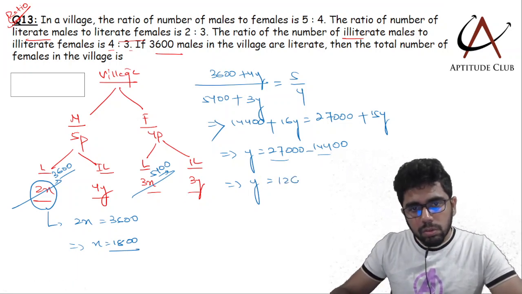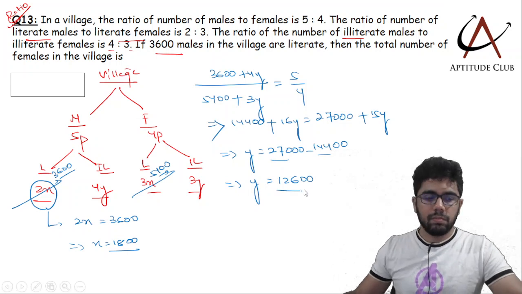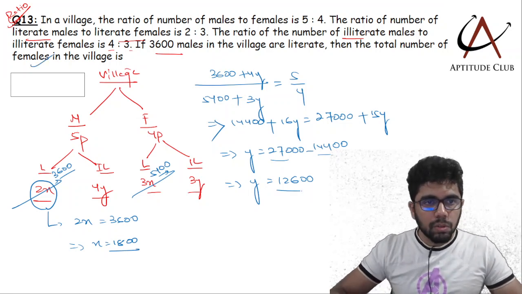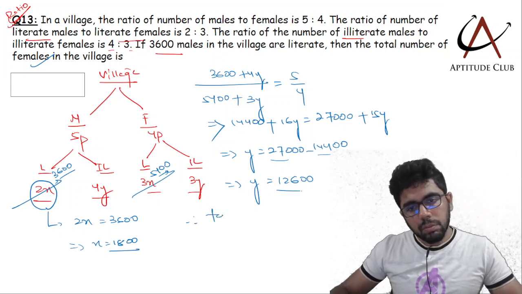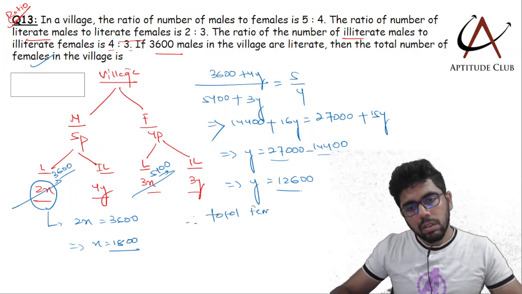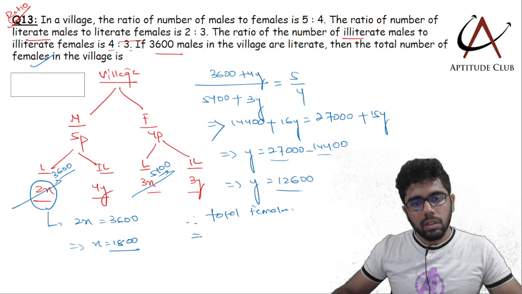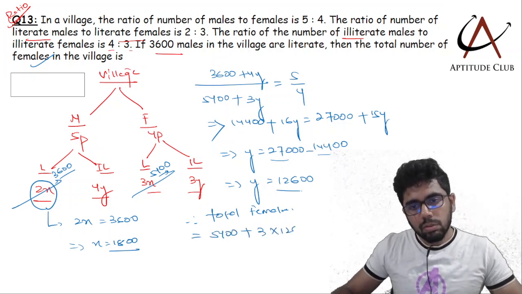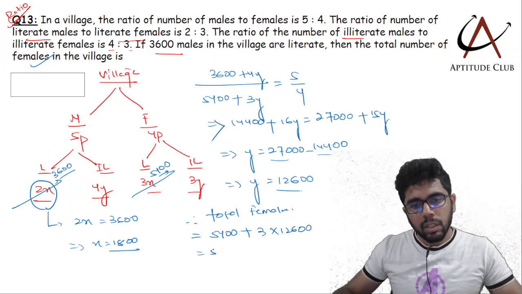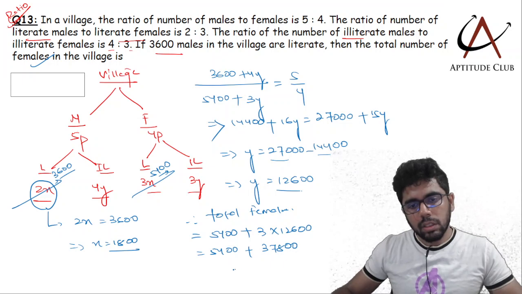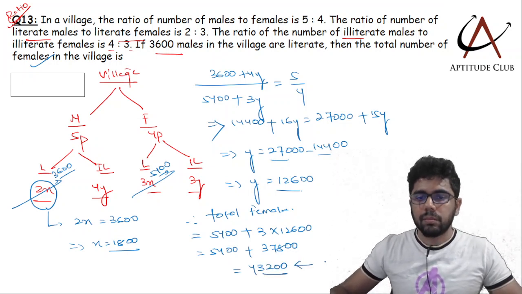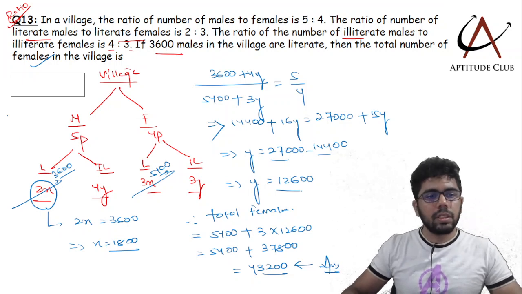तो 12600 आ जाता है. तो क्वेश्चन पूछ रहा है व्हाट इज द टोटल नंबर ऑफ फीमेल्स, एंड टोटल फीमेल्स is 5400 plus 3 times y, 3 into 12600. 5400 plus this is like 37800, so 43200. इससे बेसिक क्वेश्चन रेशियो का हो नहीं सकता.